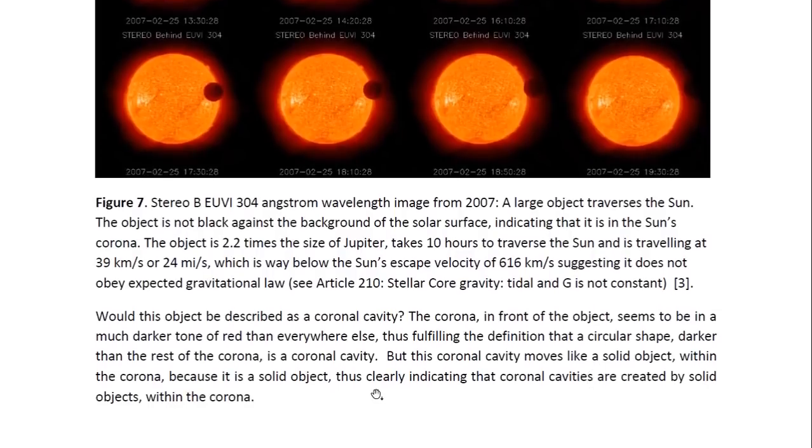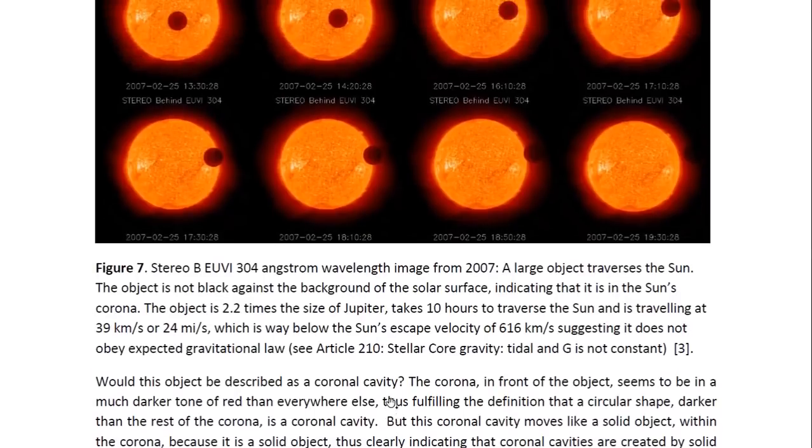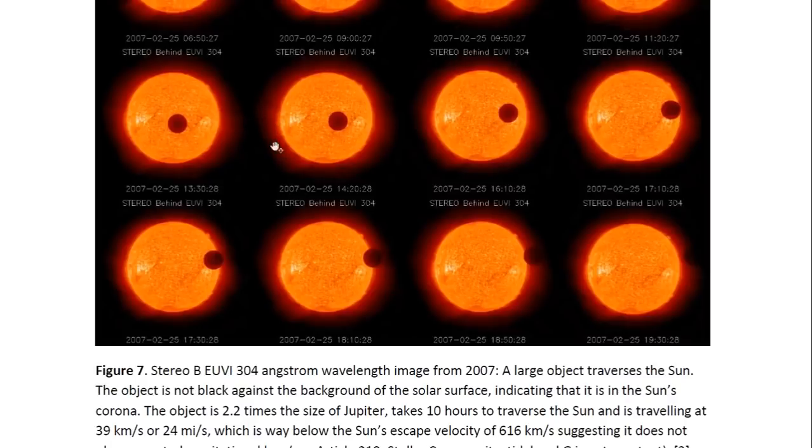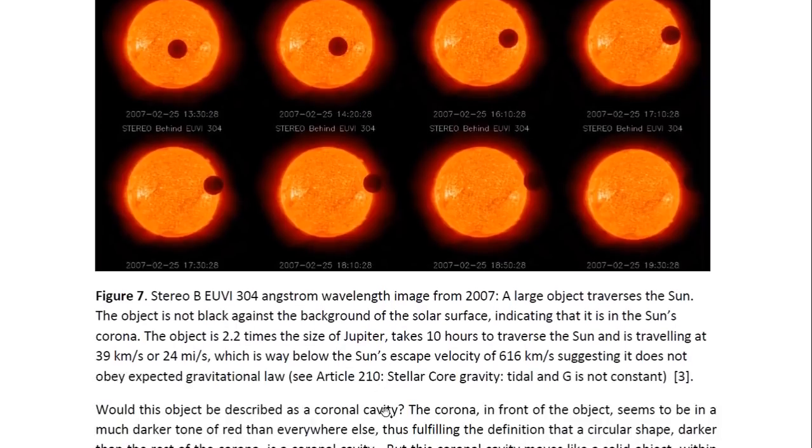Would this object be described as a coronal cavity? The corona in front of the object seems to be in a much darker tone of red than everywhere else. You can see the color of the corona here. We can see the color of the corona here in front of the object, much darker.